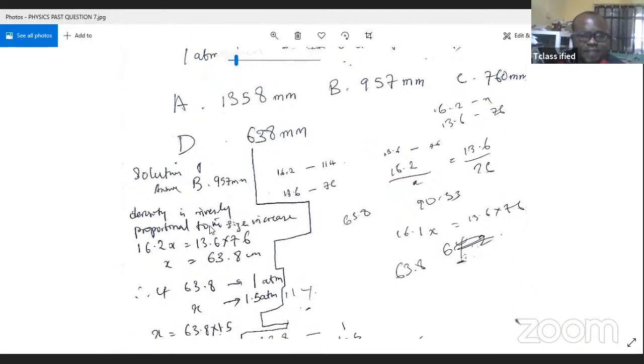So density is inversely proportional to the height increase. And because of that, we set out this equation like this. So for that Q1 that you don't know, that has the density of 16.2.